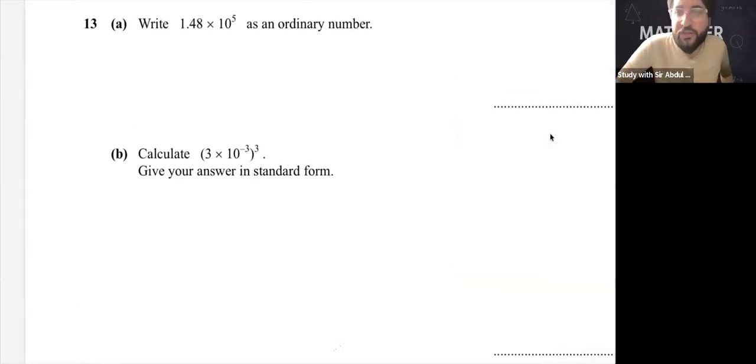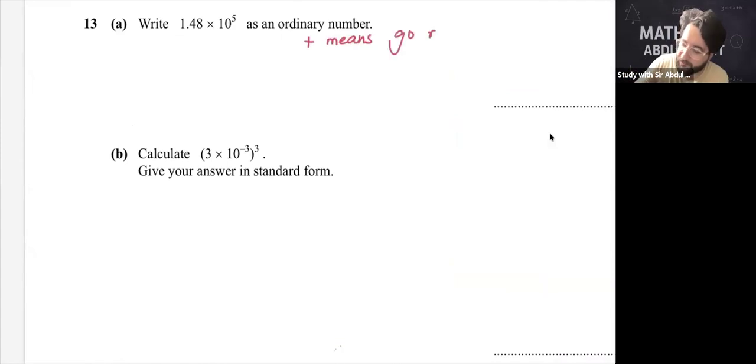Okay, this sort of question is going to come in your O levels and IGCSE cumulative examination. So write this number as an ordinary number: 1.48 multiplied by 10 power 5. Positive means go right.